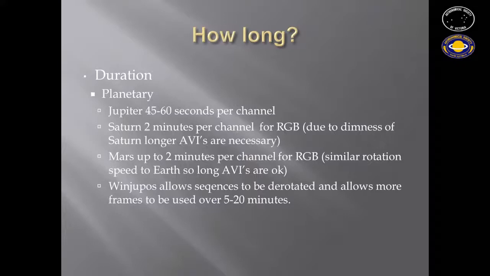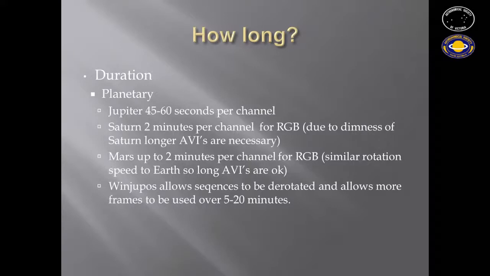Finally, I just want to talk briefly about WinJupos. It's been around for quite some time. It's been used for research programs for nearly 20 odd years through the British Astronomical Association, developed primarily with them in mind and by some of the key members of that. It's a really interesting program because it does allow you to do what's called derotation. I'll show you briefly what happens with that when we do a process. But you can go from 5 to 20 minutes.